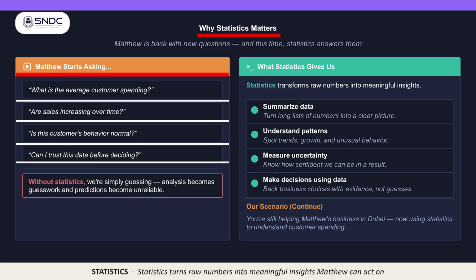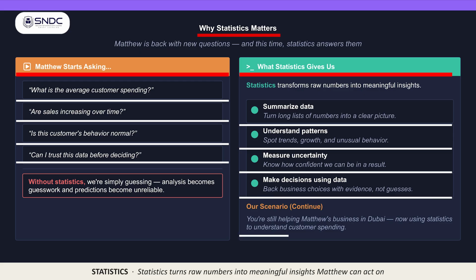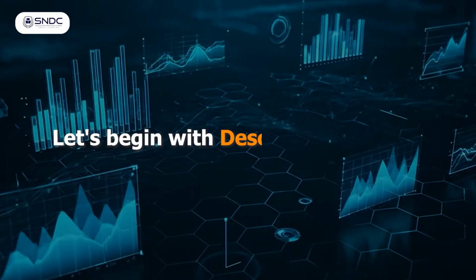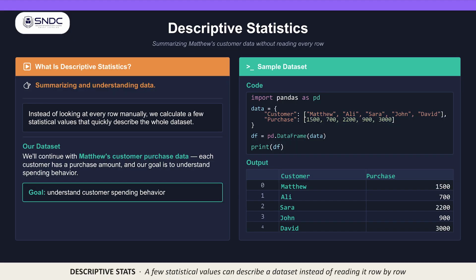Without statistics, we're simply guessing. With statistics, we can summarize information, identify patterns, measure uncertainty, and make decisions backed by data. Statistics transforms raw numbers into meaningful insights. Let's begin with descriptive statistics. Descriptive statistics means summarizing and understanding a dataset.